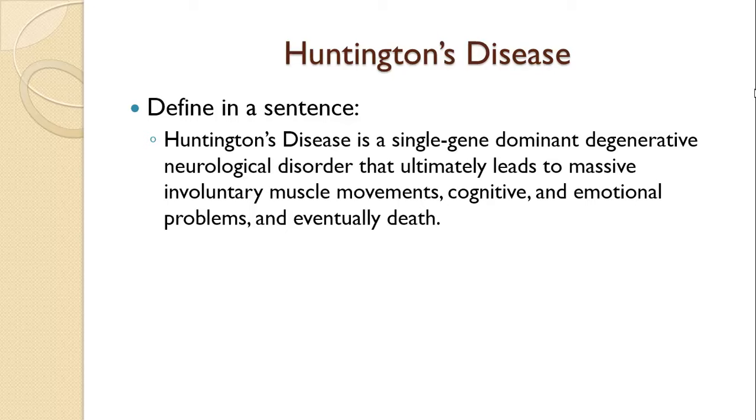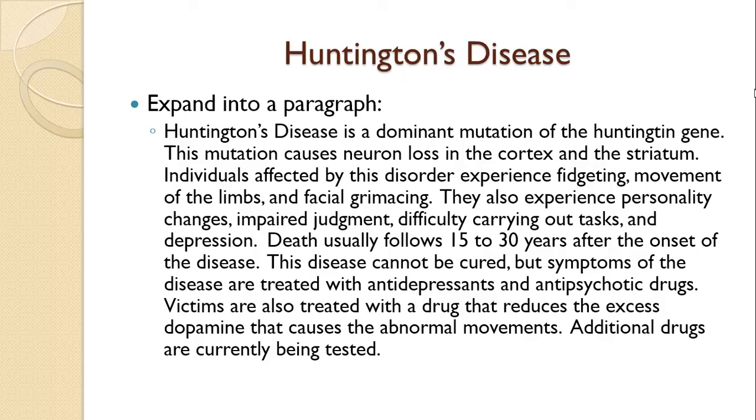So here's an example. Let's define Huntington's disease in a sentence. Huntington's disease is a single gene dominant degenerative neurological disorder that ultimately leads to massive involuntary muscle movements, cognitive and emotional problems, and eventually death. Here it is expanded into a paragraph, and I'm not going to read that to you. But basically, a paragraph is 3 to 5 additional sentences in addition to that first sentence that you wrote.